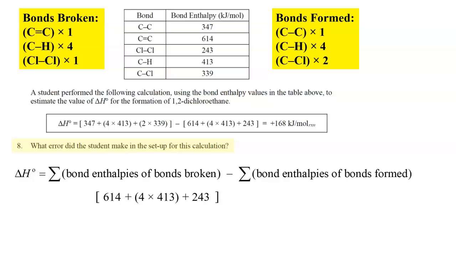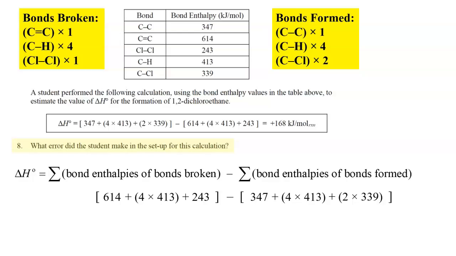Now let's move on to the bonds formed. There should be a carbon-carbon single bond, which in the table has a value of 347 kilojoules per mole, so 347. And then we have carbon-hydrogen bond at 413, and we have 4 of them, so 4 times 413. And then the carbon-chlorine bond has a value of 339 kilojoules per mole, and we have 2 of them, so 2 times 339. Now let's pick up our calculator and do the math.